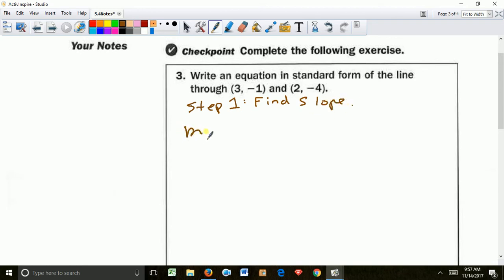So in this case, you can take m, -4 minus -1, and then divide that by 2 minus 3. If you simplify this, you're going to get -4 plus 1 divided by -1. And then -4 plus 1 is -3. -3 divided by -1 is just 3. So there is your slope.